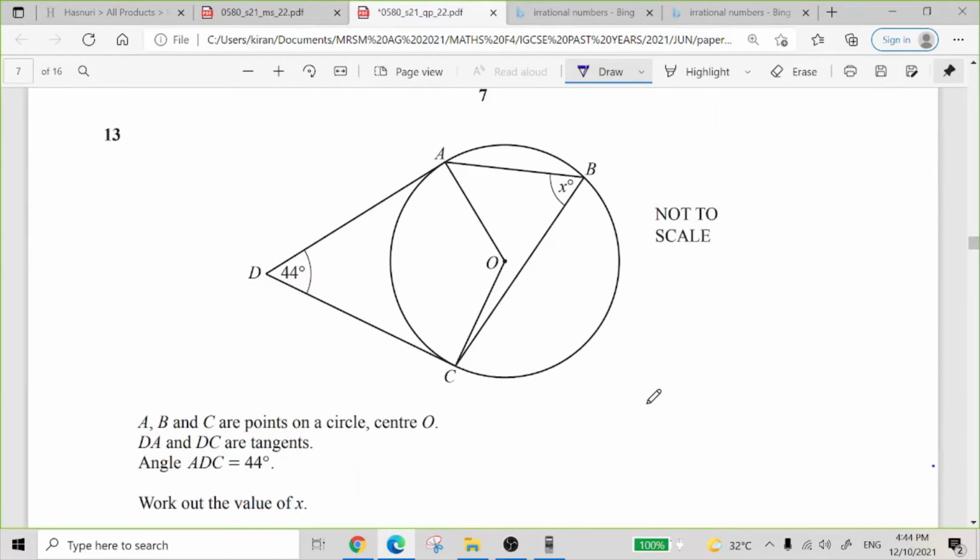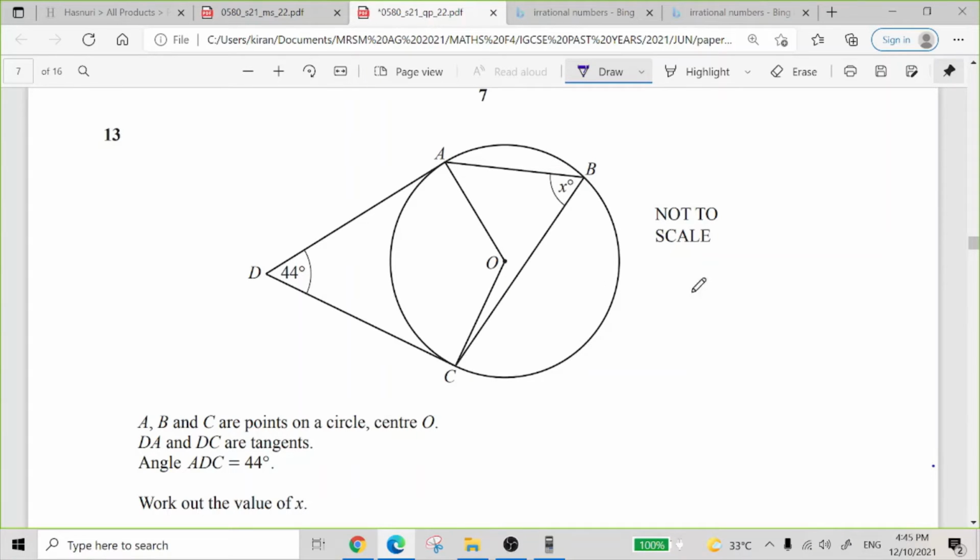Okay, we go to question number 13. We have a circle here. A, B, and C are points on a circle, centre O. DA and DC are tangents. Angle ADC is 44. Work out the value of x. What does it mean by tangents?